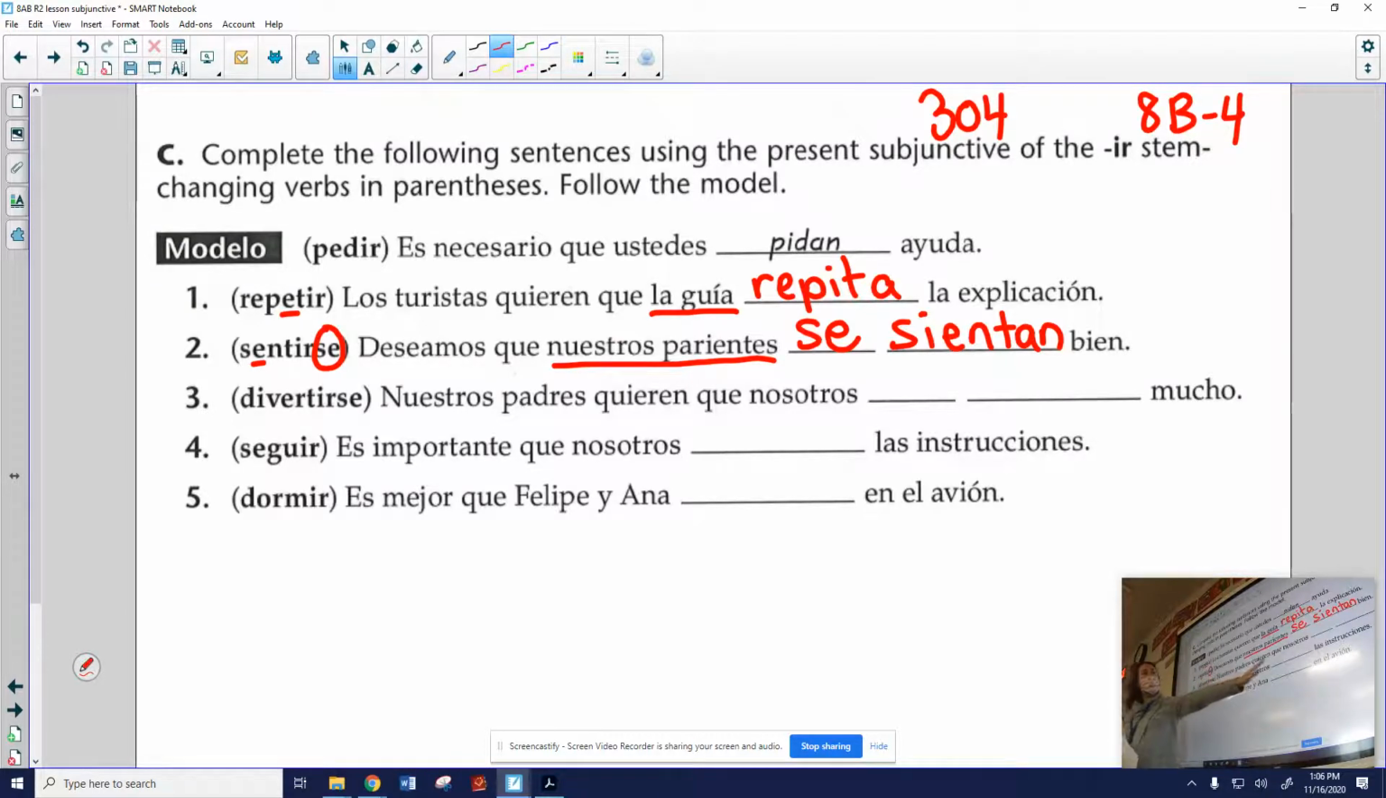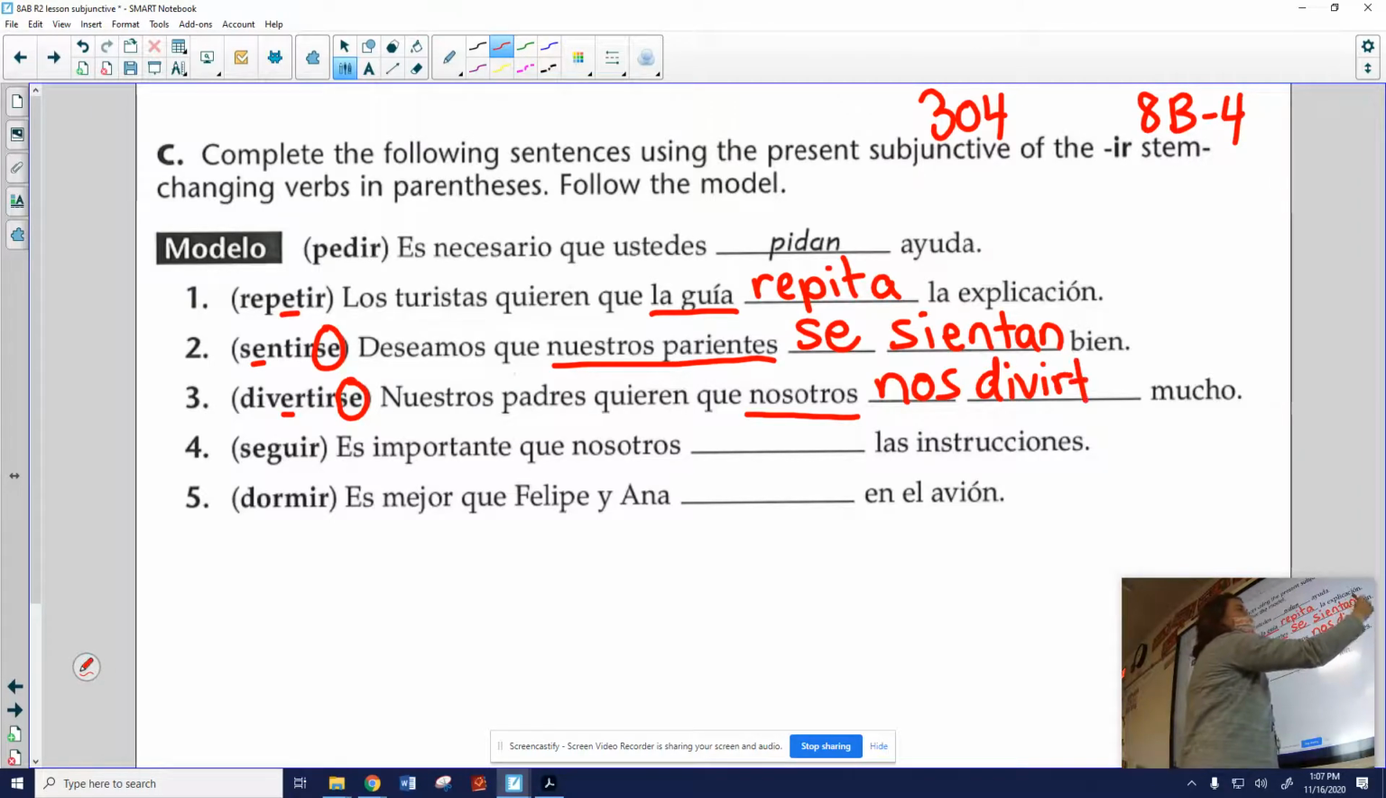Divertirse, to have fun. Nuestros padres quieren que nosotros mucho. Our parents want that we have a lot of fun. Otra vez, the se in this reflexive verb moves to the front. The subject of the second phrase is nosotros, so we have to change the se. Me, te, se, nos, os, se, right? Nos. Divertirse is an E to IE stem changer, but in this case, we're using the nosotros form, so it's an E to I stem change outside of the boot. So we are left with divert, because this E changes to I, and then we have to use the opposite ending, so it'll be amos, divertamos. Mucho. Bien.